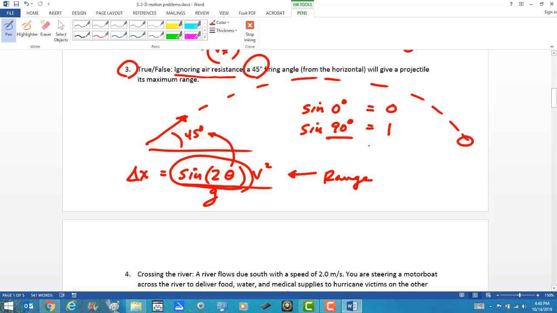If it was cosine, the cosine of 0 is 1. It's the other way around. Cosine would maximize at 0. But the sine function reaches a maximum value of 1 at 90 degrees. So if 2 theta has to equal 90 degrees, what is theta? If 2 times the firing angle is 90, what does that mean theta has to be? That's how you would answer this question.